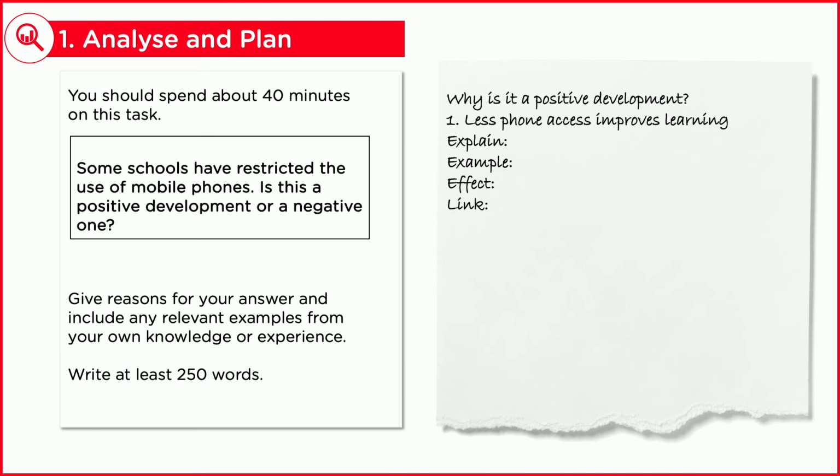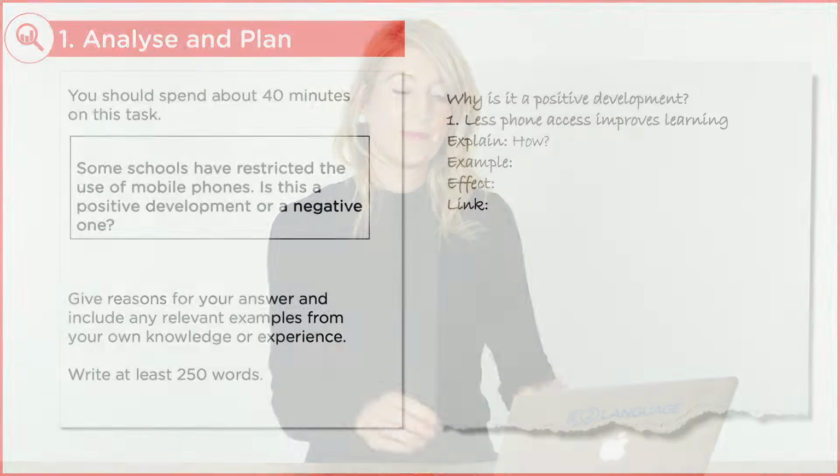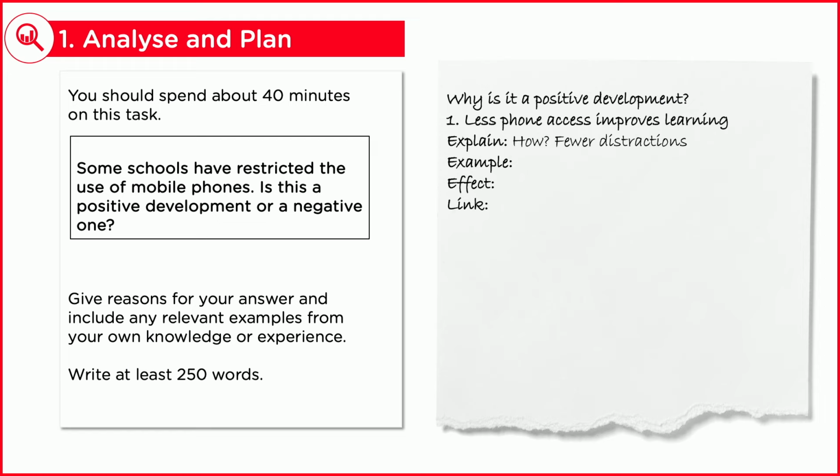But basically, I want to ask myself these questions. Okay, so my point is that less phone access improves learning. How does that happen? How does not having access to phones improve learning? Think about that for a moment. I would say because there are fewer distractions in the classroom. So fewer distractions, less urge to grab my phone, less buzzing and beeping happening.